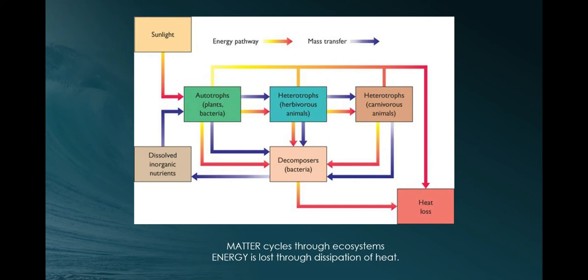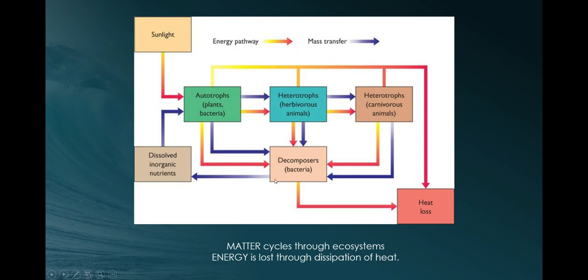So this is what this looks like. The key idea here is that matter cycles, but energy is lost. And when we look at this, energy is the orangey red. It comes in through sunlight. It passes through different levels, and some of it goes to decomposers, but every single one of these levels loses their energy to heat loss, right? So energy flows through.